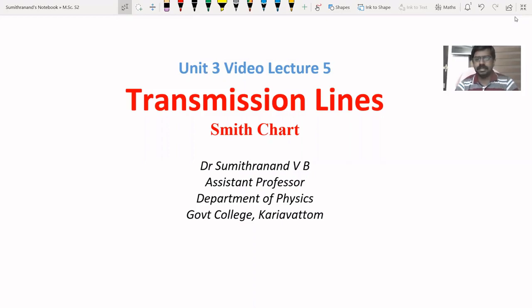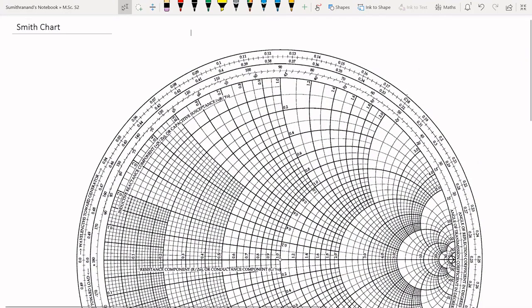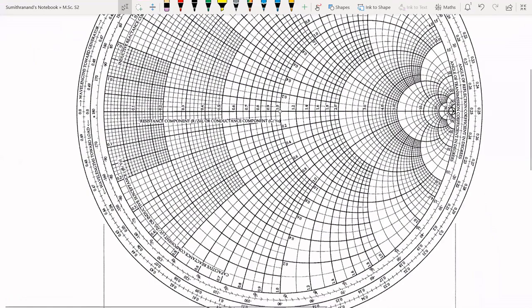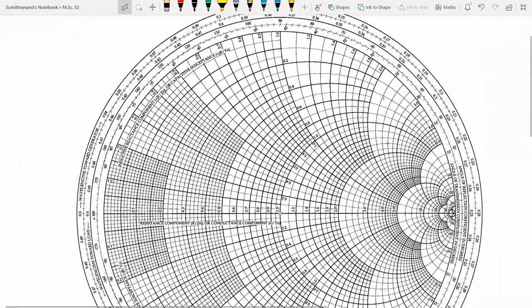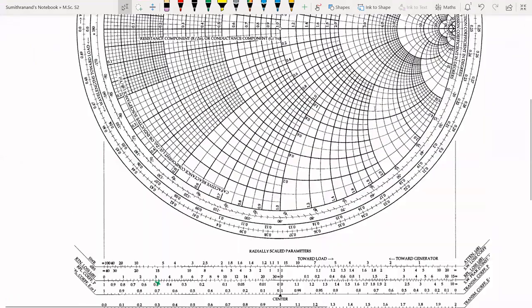Hi students, in this class we are going to deal with the Smith chart. I am trying to make you familiar with the Smith chart. Now this figure shows a complete Smith chart. Now let us see what is a Smith chart.